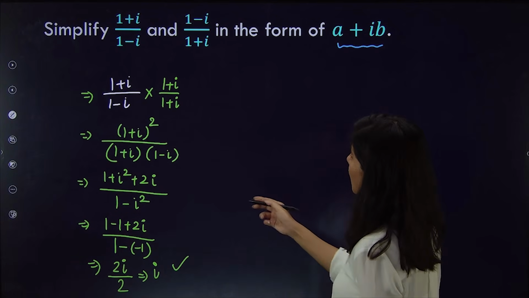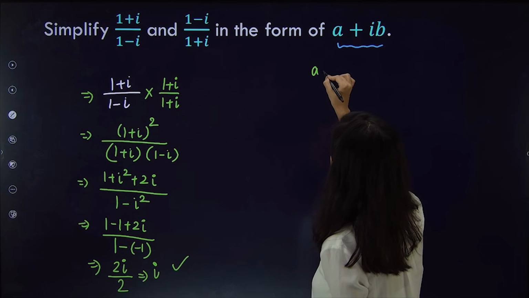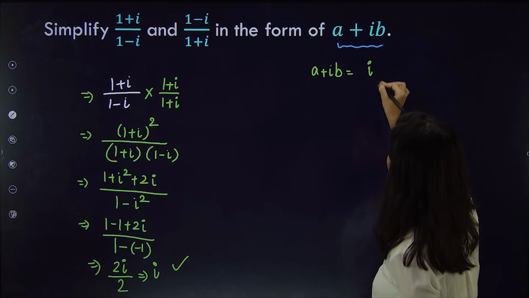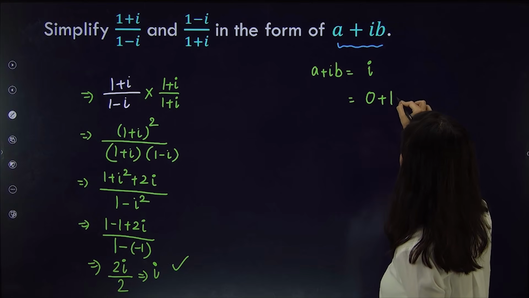Okay. So now, first thing, in a plus iota b form, if I express it, it will become 0 plus 1 iota.